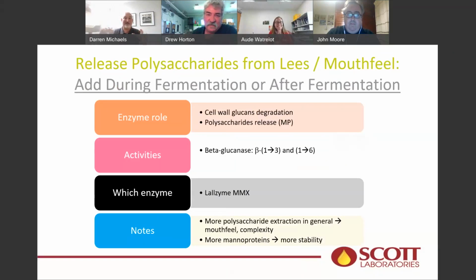So release polysaccharides. In the final stage, you can also use glucanases, which is a specialized enzyme.